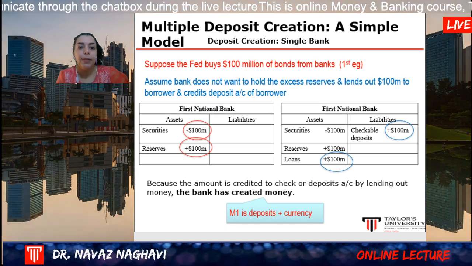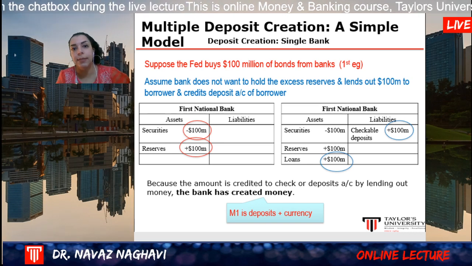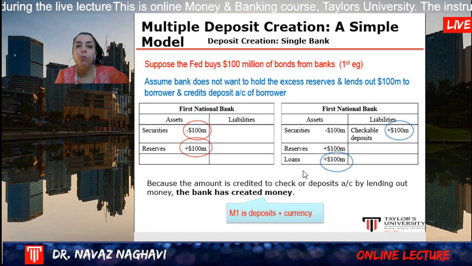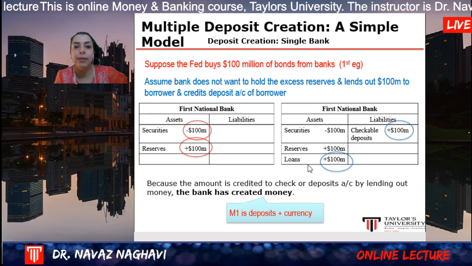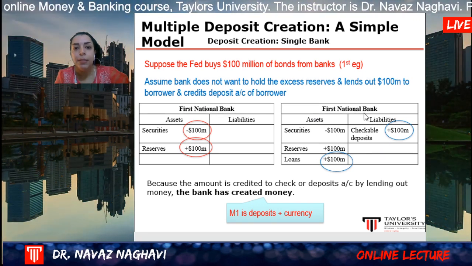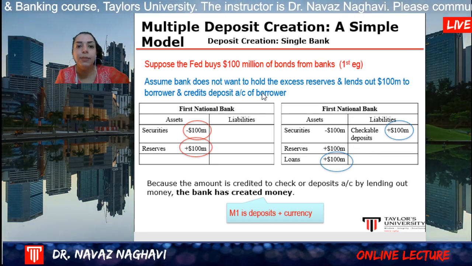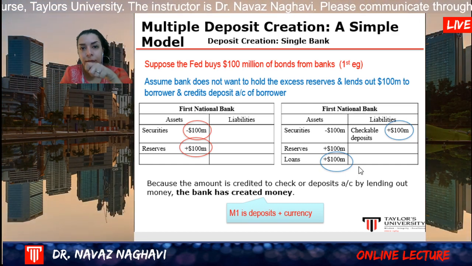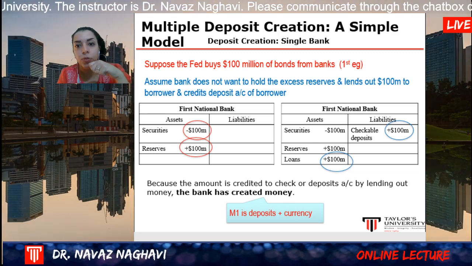So that's why this bank intends to give this reserve as a loan. So this is the situation that, again, two more components are adding up in the T account. So let's see. Loan and checkable deposit. What is the checkable deposit? Of course, this is the account of this borrower with this bank. Because once the bank wants to give them a loan, it deposits that loan in their account.